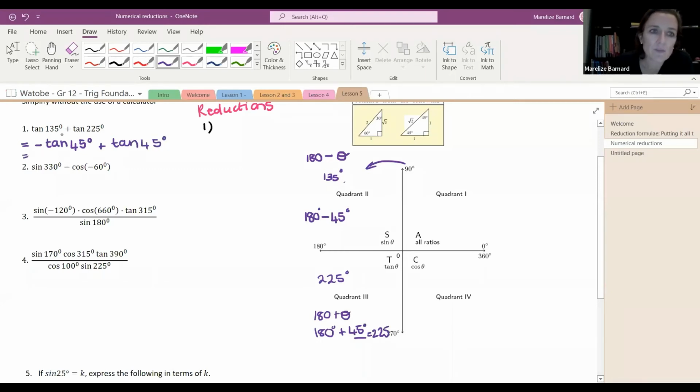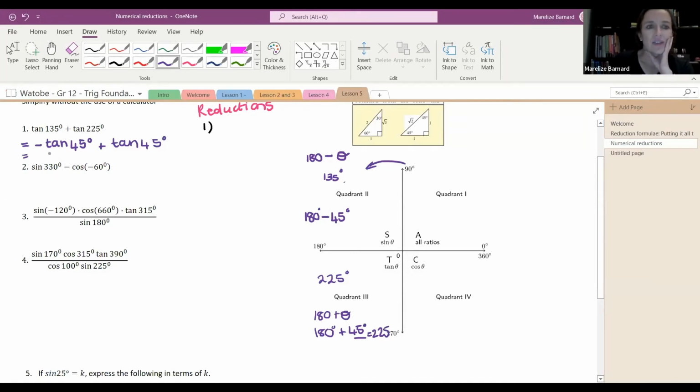Now we use our special triangles to work out what tan of 45 is, because 45 is a special angle. And if you are new and you missed the lesson on special angles, please go and watch it so that you can catch up on that part. It is available on our website.